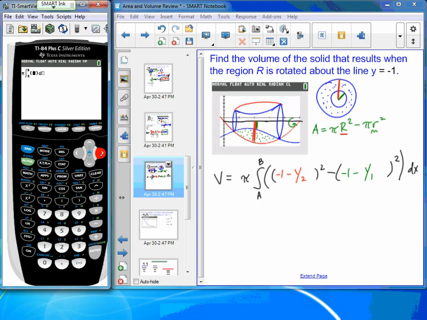Not bashful. A to B, parentheses for my outer radius, because I have to square it. -1 minus y2, bars, y bars, function y2. Close big R, squared, minus, open little r, inside little r, -1 minus, bars, y bars, function y1. Close little r, square little r.